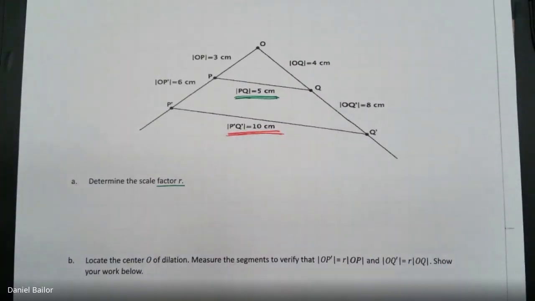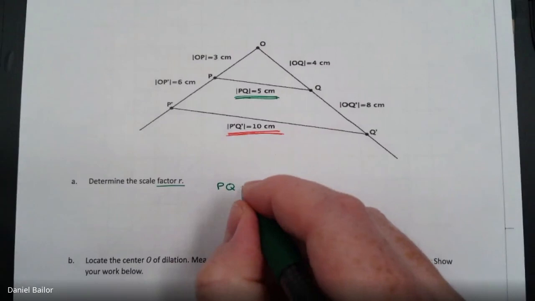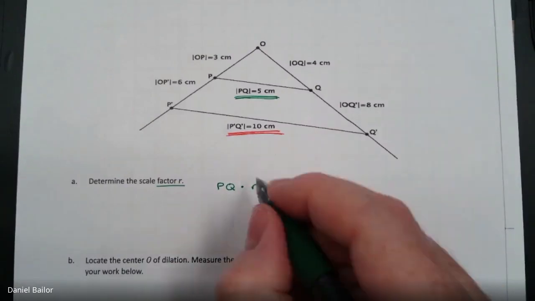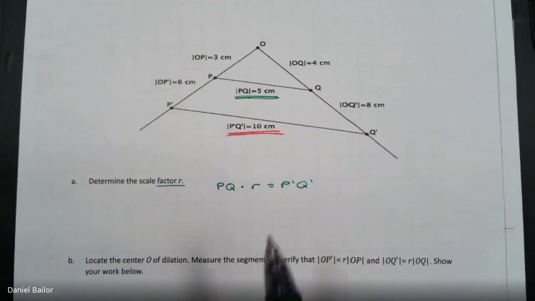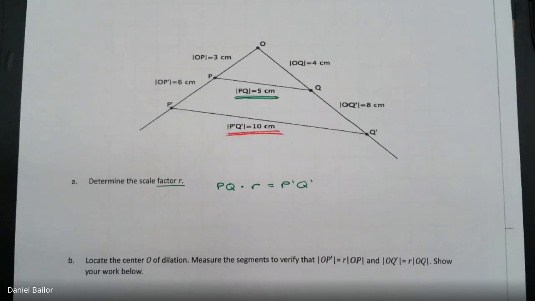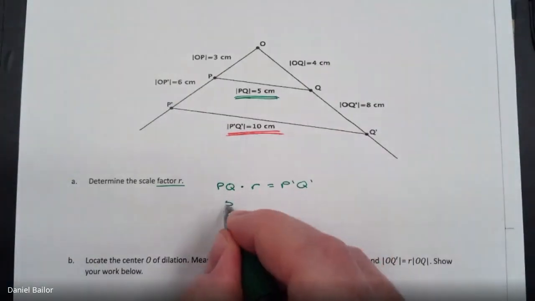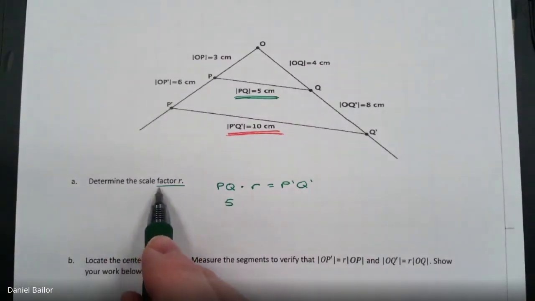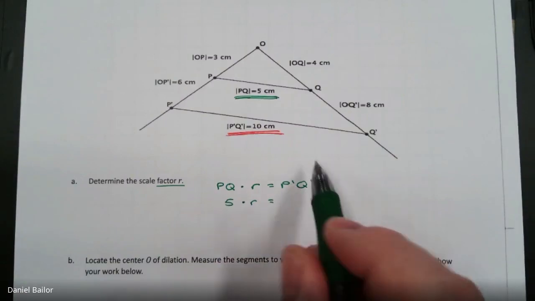So we know, using the equation, the original PQ times the scale factor R equals the dilation, P prime Q prime. The original times the scale factor equals the dilation. So now we just need to put in what we know and solve it. So the original PQ, they told us, was 5 centimeters. R is what we need to determine, so R is still R. The dilation, P prime Q prime, was 10.